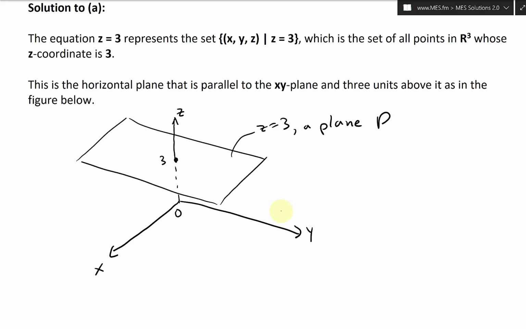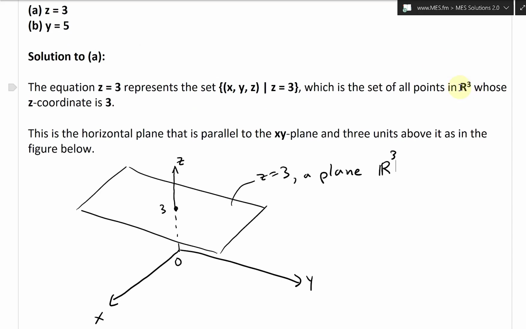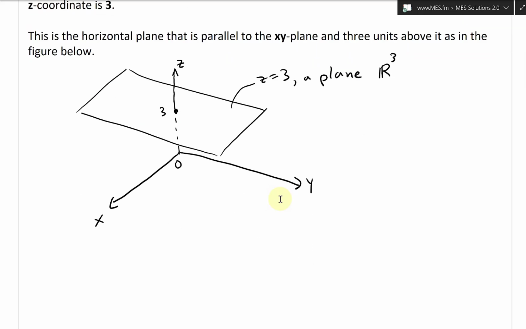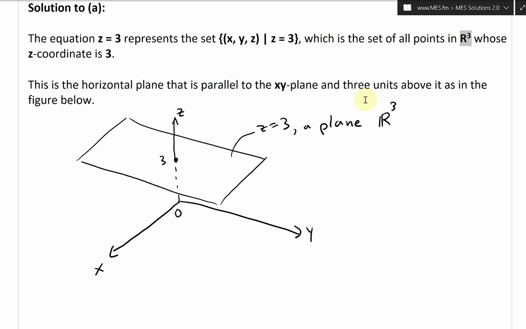So in R3. Typically when I'm writing this by pen, I'll write it like this in the Latin form. But when I type it out, I typically write it like this because it's easier, because there's no button on my keyboard for the Latin version.